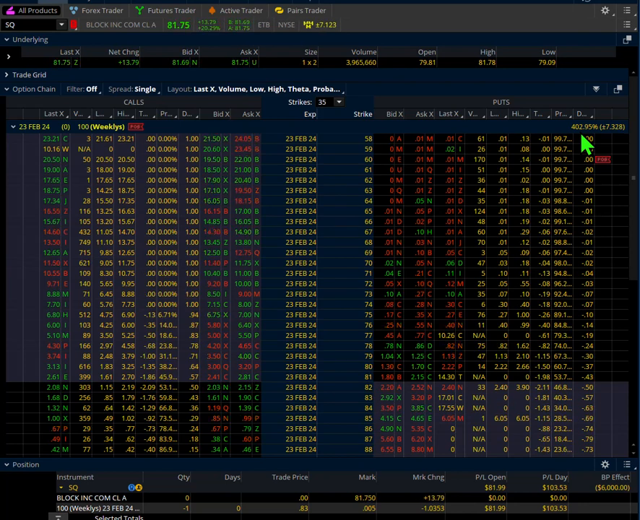Holy cow, I just looked over at NVIDIA. It's trading $805. What a beast.